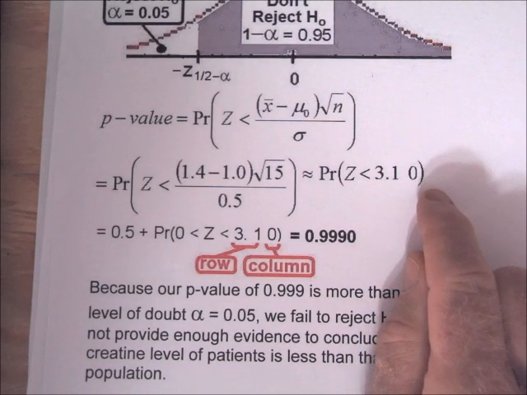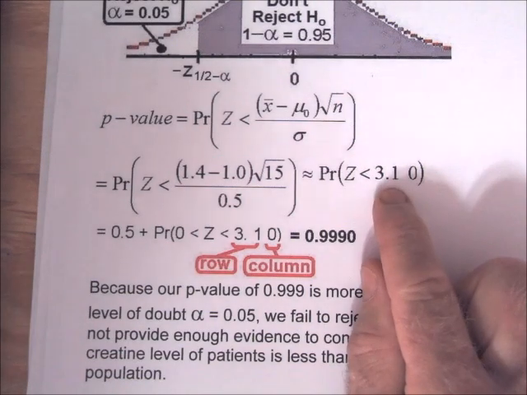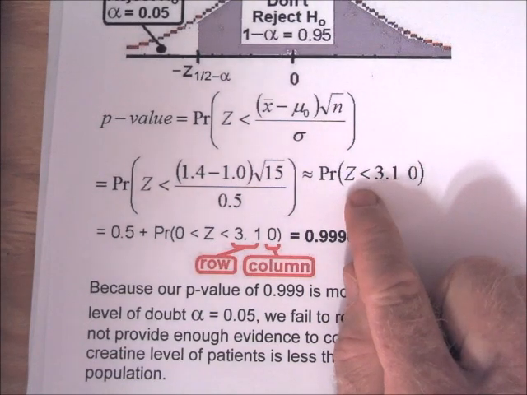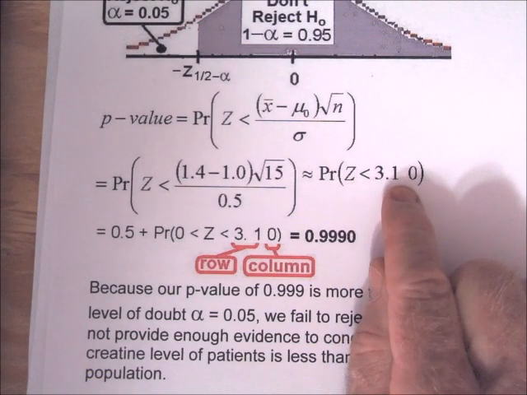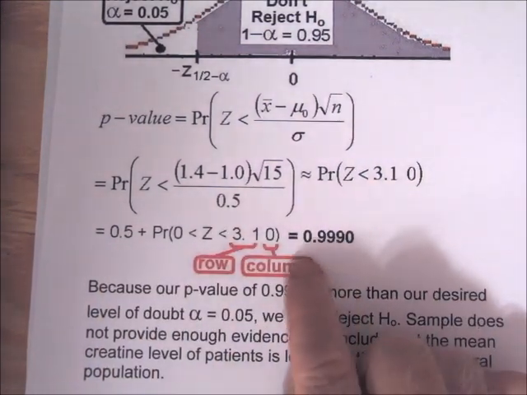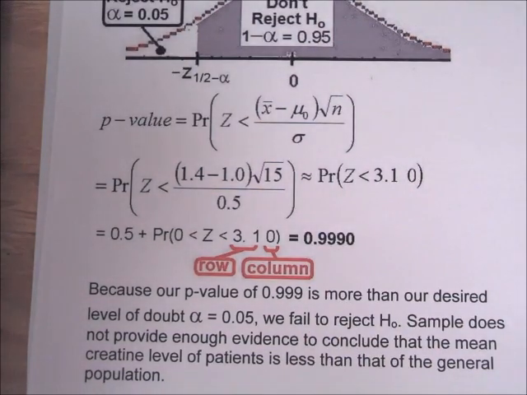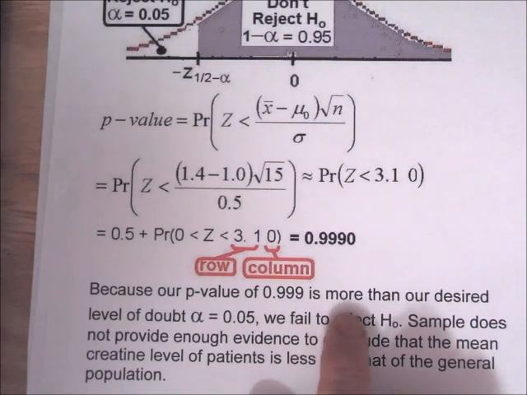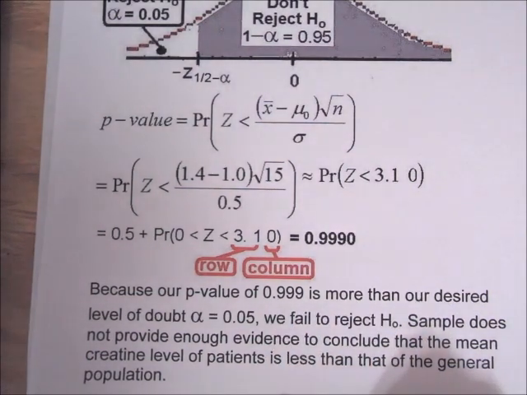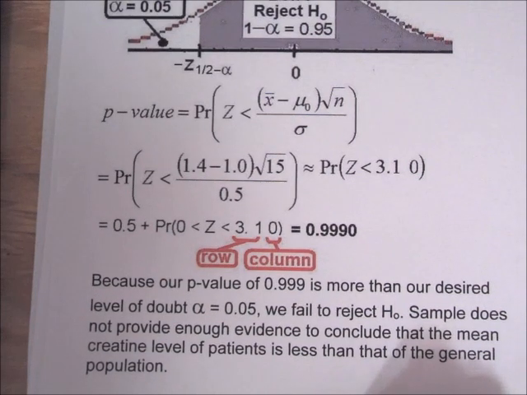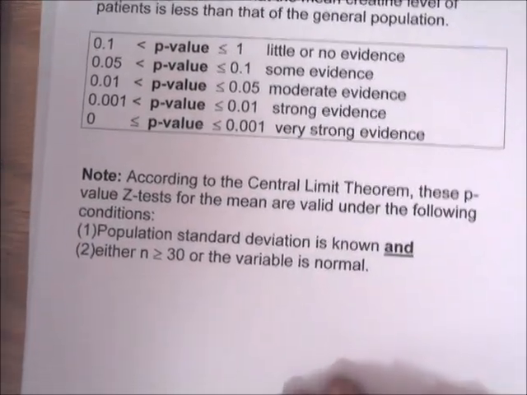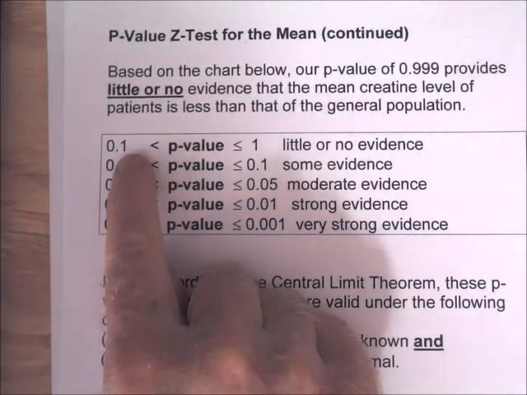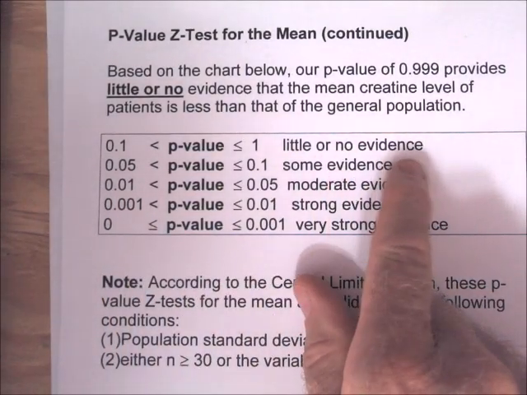Our table only has the probability for Z being between 0 and the number, so we add 0.5 to whatever we get from the table, and it's 0.9990. Because our p-value of 0.999 is more than our desired level of doubt, we fail to reject H0. The sample does not provide enough evidence to conclude that the mean creatine level of patients is less than that of the general population. If we compare it to the chart here, our p-value is between 0.1 and 1. That indicates little or no evidence.